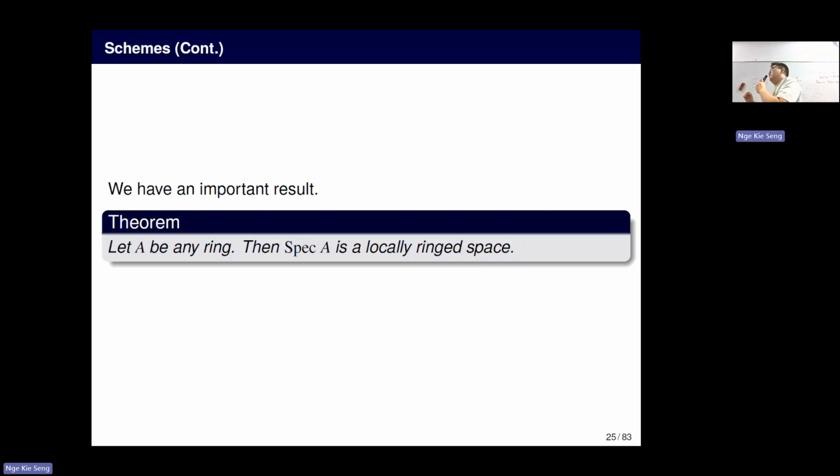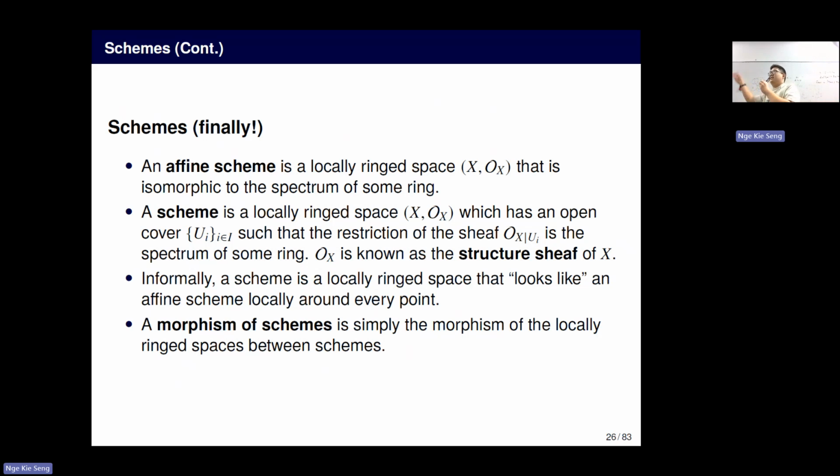And so if you decide to work it out, or maybe refer to Hartshorne or some other relevant material, you can see that Spec A is a locally ringed space for any ring A. Spec A is really nice because we are going to finally introduce the namesake of this subtopic, schemes. So first we define an affine scheme. It's basically just a locally ringed space that is isomorphic to the spectrum of some ring. An affine scheme is essentially a spectrum of some ring.